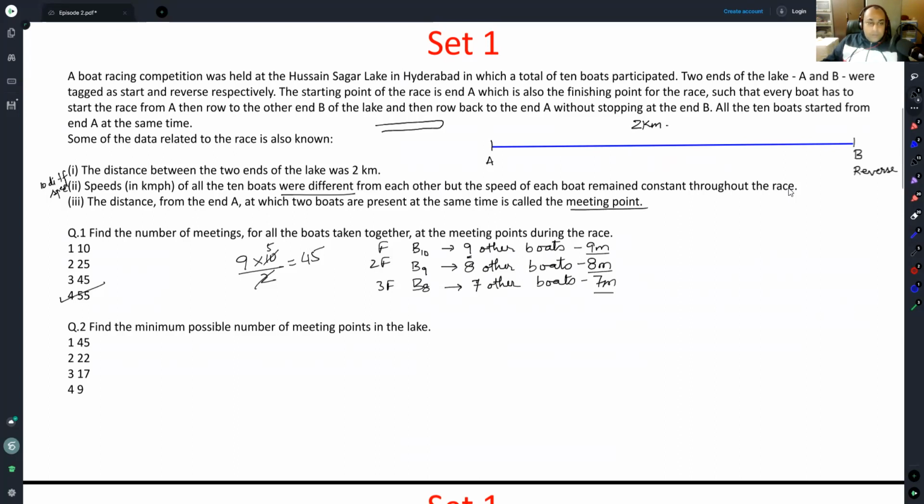Next, find the minimum possible number of meeting points in the lake. Now, this is where this question turns into a quant question rather than a DILR question. And it is amazingly fun. This is basically testing your concepts of time, speed, distance. So let's see.